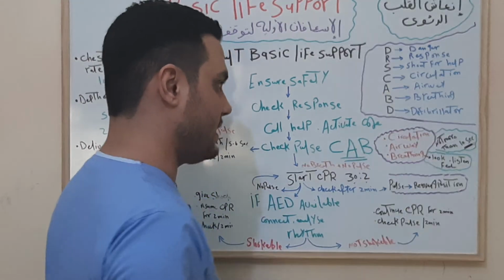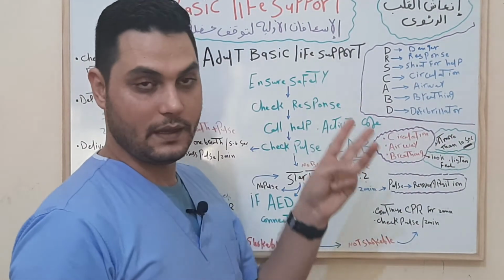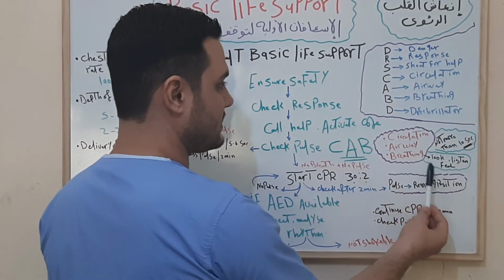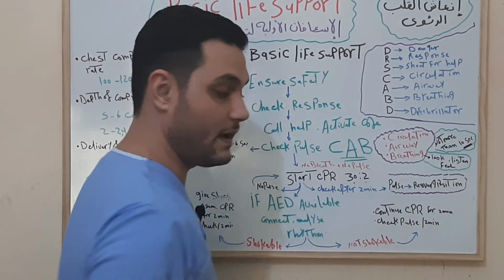A, this is airway. You will check whether the airway is obstructed or not by the two maneuvers: head tilt, chin lift, or jaw thrust. B, breathing: you will use look, listen, feel. D, defibrillator if available, AED.